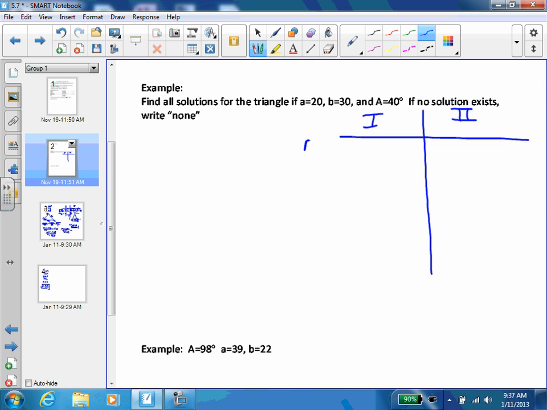So I don't know what angle A is. Oh, yeah, I do. It's 40. I know that side A is 20. I don't know what angle B is. I know that side B is 30. I don't know what angle C is. Side C.